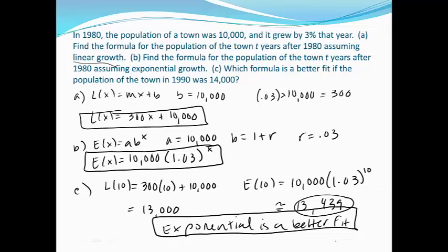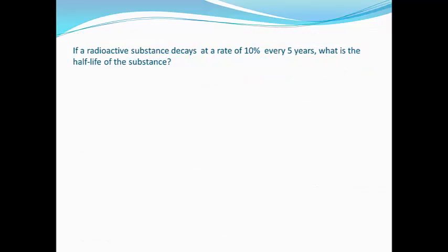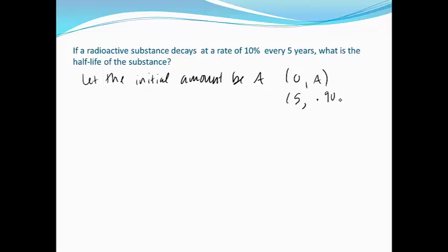Okay, let's look at one more example. In this example, we have a radioactive substance that decays at a rate of 10% every 5 years, and we want to know what the half-life of the substance is. But it doesn't give us an initial amount. So let's let the initial amount just be A. In which case, we have the point (0, A) on this function. And then, 5 years later, we have 10% less of A. If we have 10% less, we're left with 90% of A.